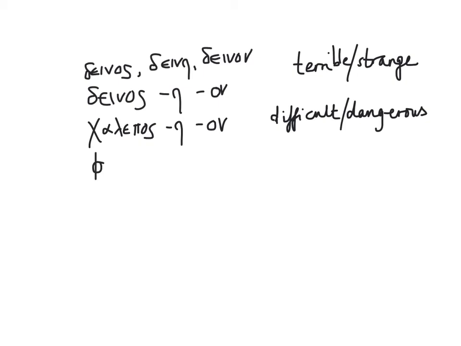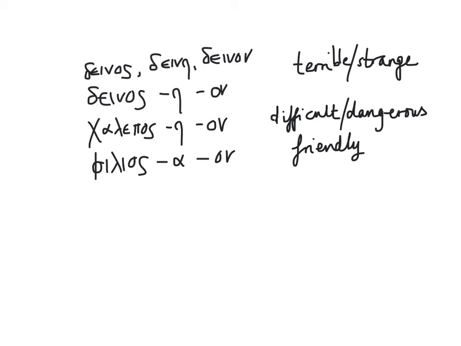Here's another one, philios. Now the feminine of philios actually has an alpha, not an eta, and the neuter on. So philios, philia, philion, and that means friendly.